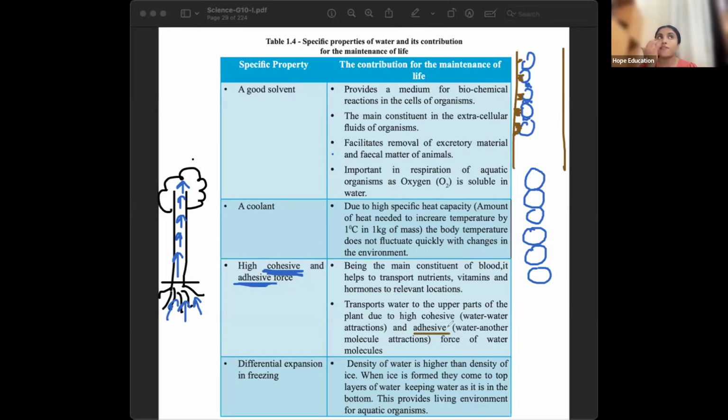So when you take water, the forces formed between water molecules we call cohesive forces. If water makes a force or a bond or an attraction with something else, we call it an adhesive force. So because water has these cohesive and adhesive forces, it is very easy to transport water. Water flows nicely, very easily, because of that.